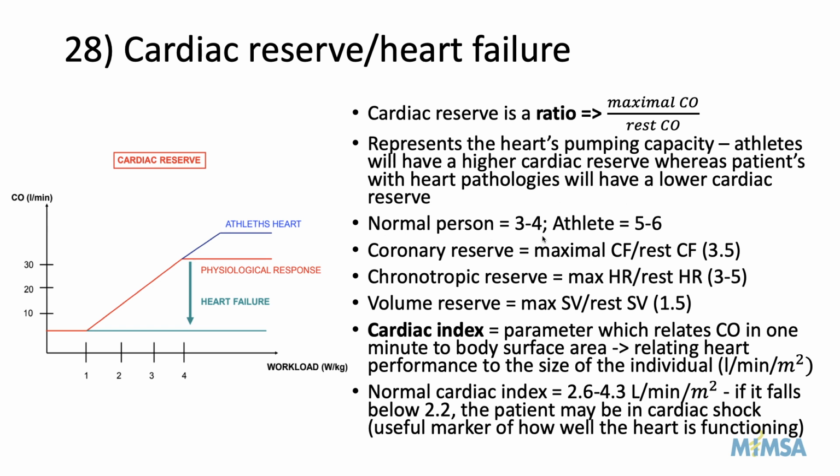So for a normal person, cardiac reserve is about 3 to 4, and for athletes about 5 to 6. I think in the lecture it says overall cardiac reserve is about 4 to 7. In some textbooks there are also percentages, so I think the guidance says something like 300 to 400%, and in athletes 500 to 600%. However, I think the uni doesn't want it in percentages; they just want it as a ratio like this.